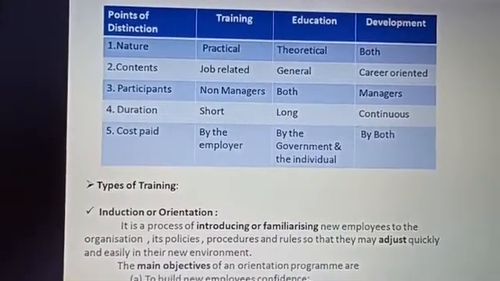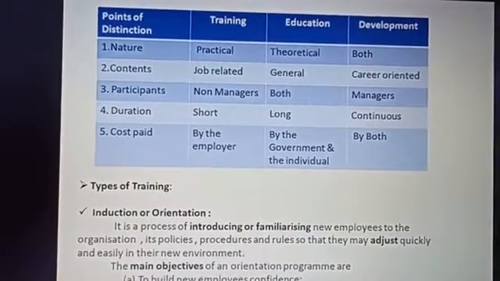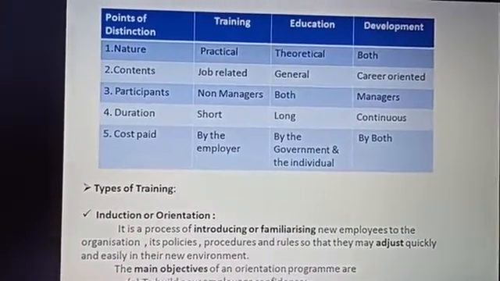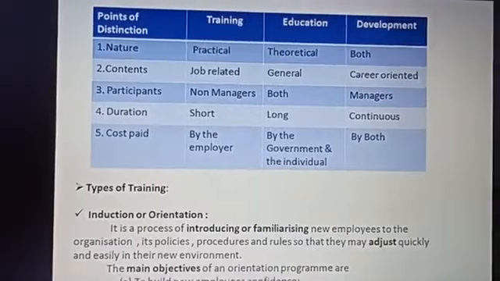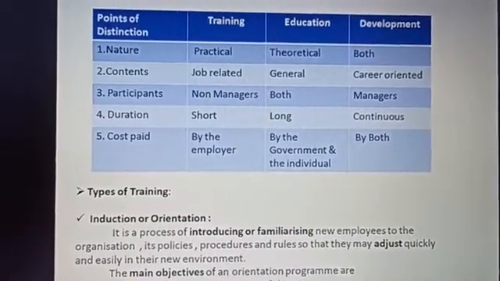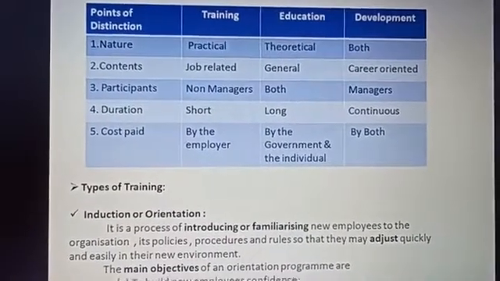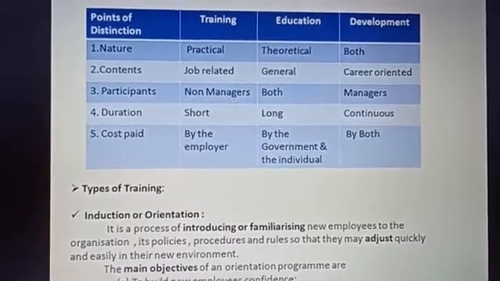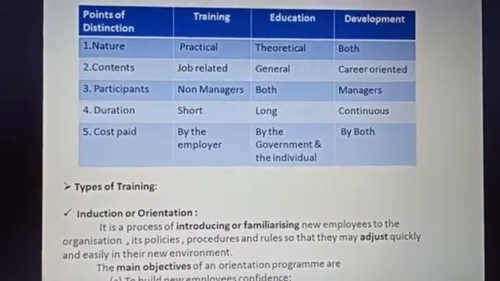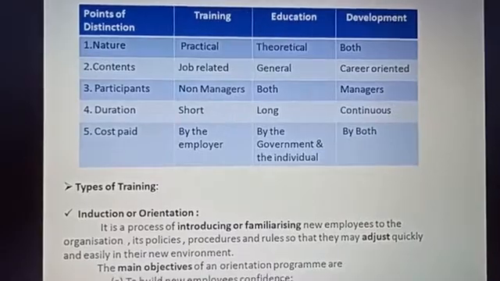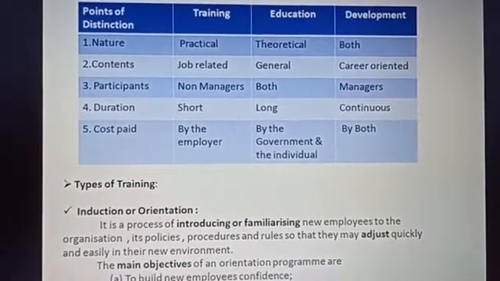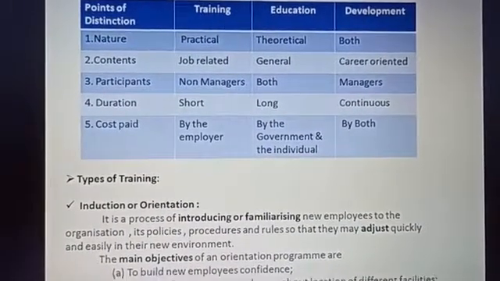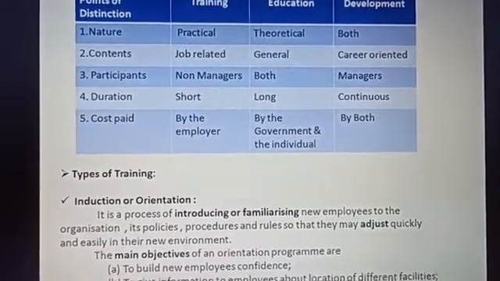Number 1, on the basis of nature. Training is practical, while education is theoretical, and development is both practical and theoretical. Number 2, on the basis of content. Training is related to the job. Education is generalized, while development is career oriented.